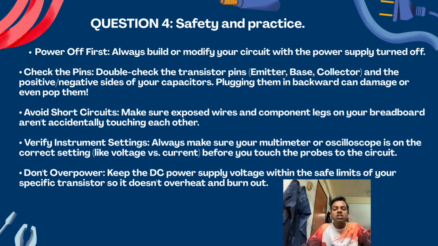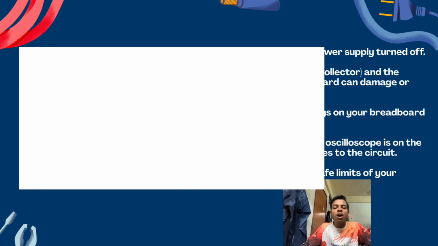Third, avoid short circuits. Make sure exposed wires and component legs on your breadboard aren't accidentally touching each other. Fourth, verify instrument settings. Always make sure your multimeter or oscilloscope is on the correct setting before you touch the probes to the circuit. And lastly, don't overpower. Keep the DC power supply voltage within the safe limit of your specific transistor so it doesn't overheat and burn out.